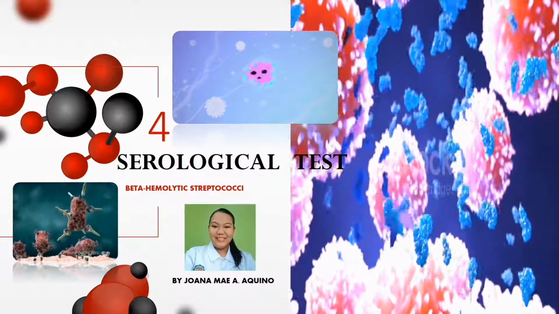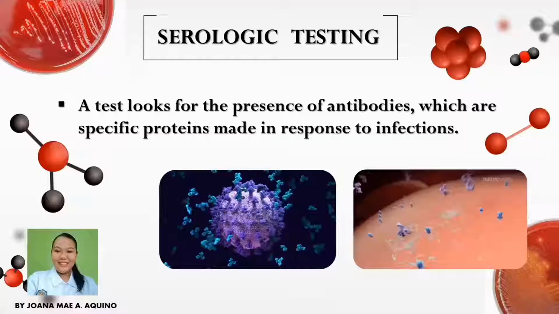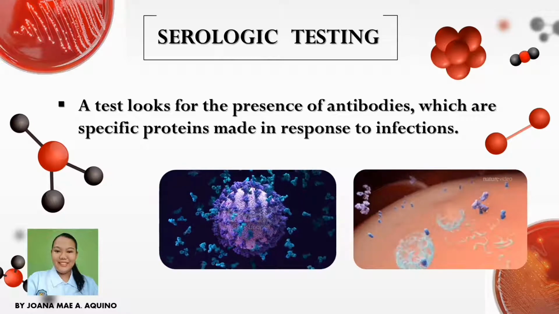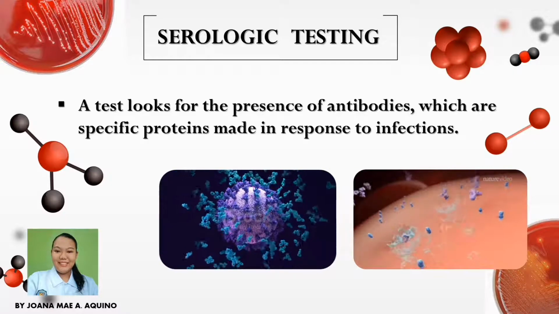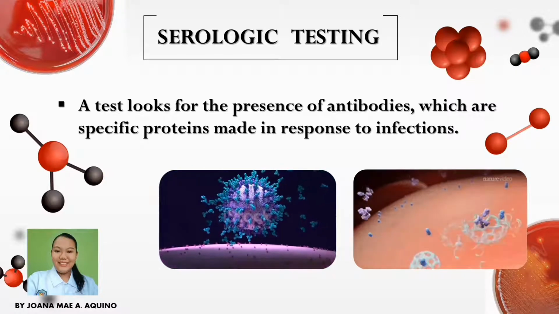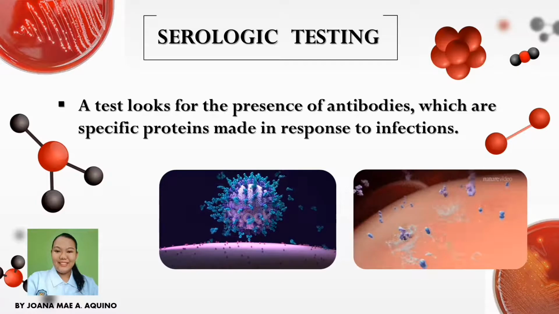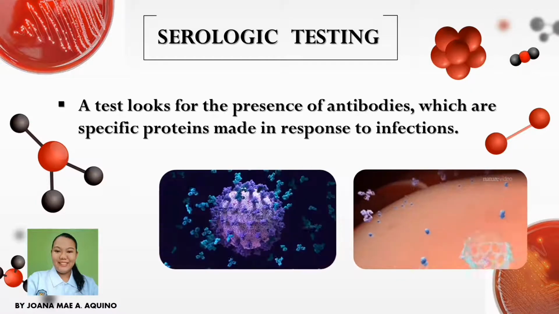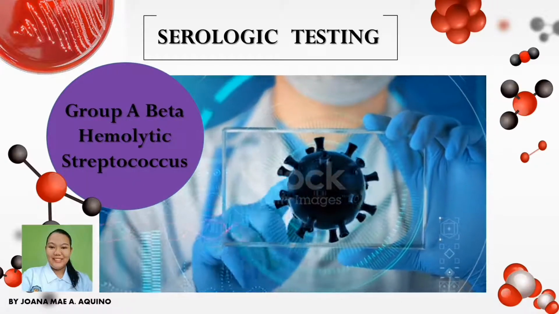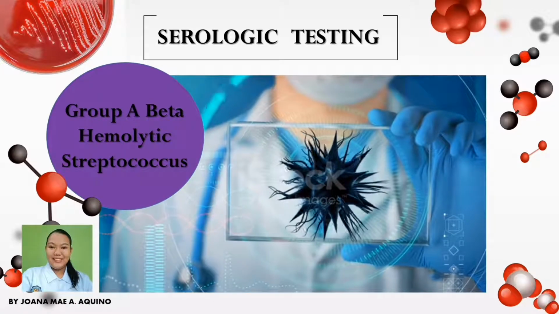So now, we will talk about the serologic test for beta-hemolytic Streptococcus bacteria. Serologic testing is an antibody test that looks for the presence of antibodies, which are specific proteins made in response to infections. Antibodies are typically detected in the blood of people who are tested after infection. In this topic, we will talk about the serologic testing conducted for the identification of beta-hemolytic streptococci. One bacterium we will talk about is the group A beta-hemolytic Streptococcus, also known as Streptococcus pyogenes.